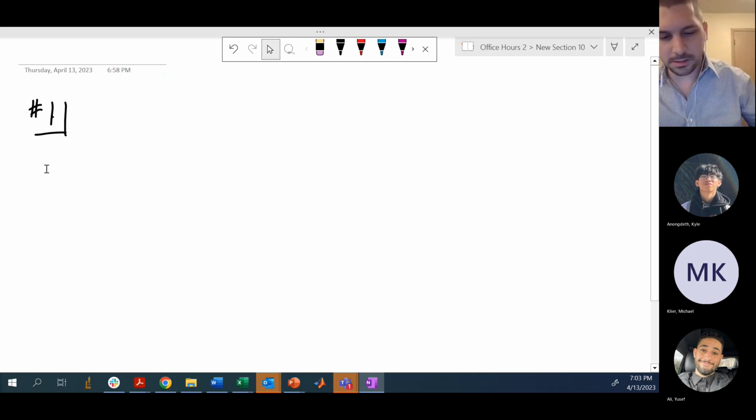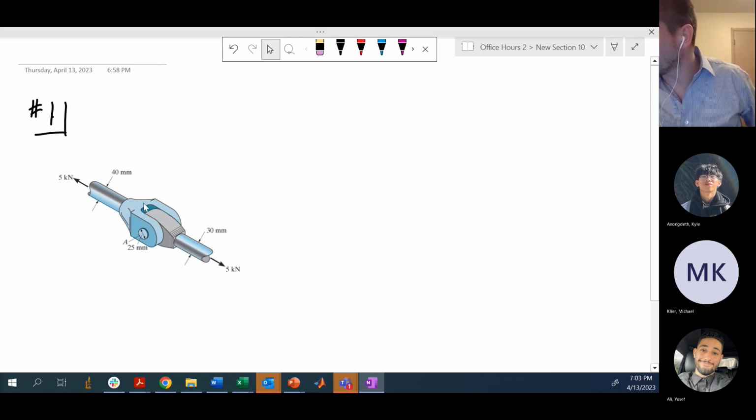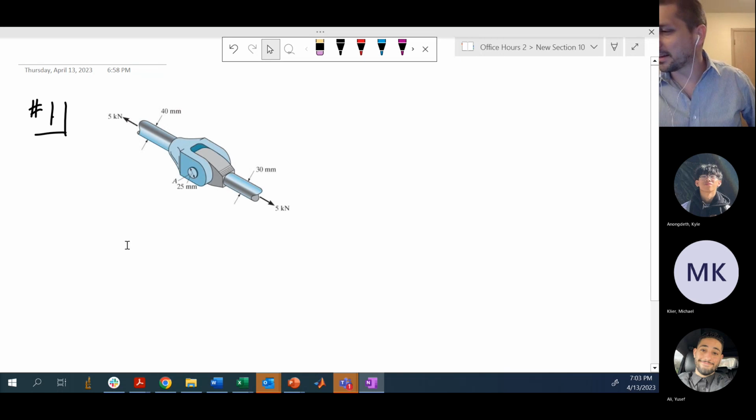All right, fortunately on the computer here, I can just pull it in just like that. Isn't that nice? So we're given this linkage assembly. It's got 5 kilonewtons of load, and we've got two shafts with different diameters, 30 millimeters and 40 millimeters, and a pin connecting them. It's 25 millimeters, and that pin is in double shear. Remember what that means: you've got one force one way and two forces pulling it the other way. The larger shaft has two forces pulling on the pin one way, and the smaller shaft has one force pulling the other way. It asks us for the average normal stress in each rod and the average shear stress in the pin at A.